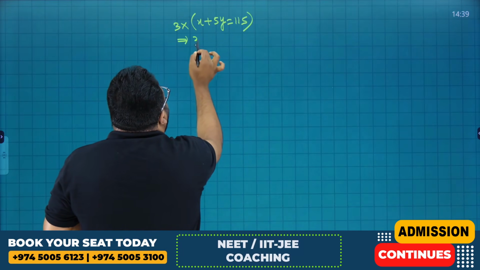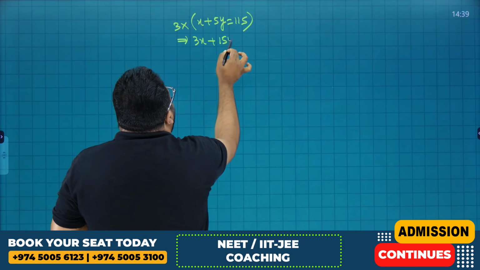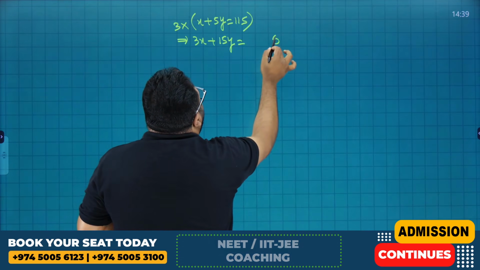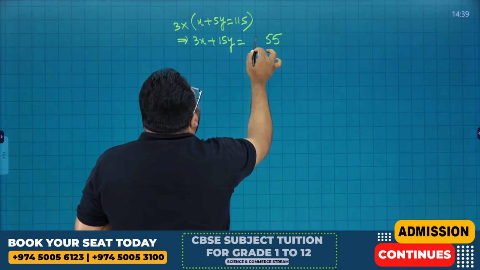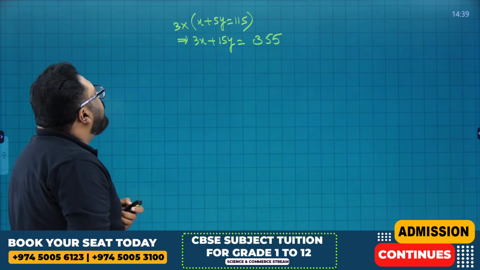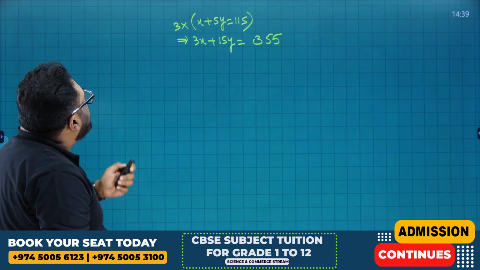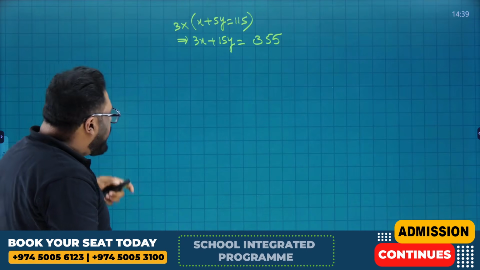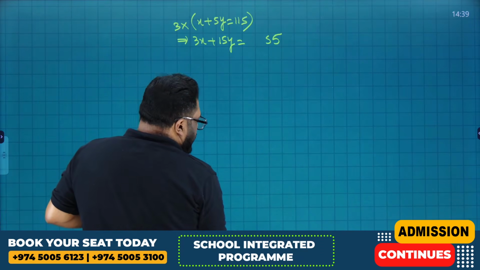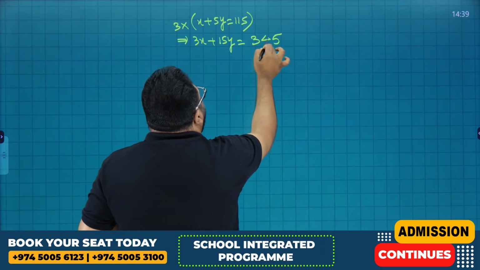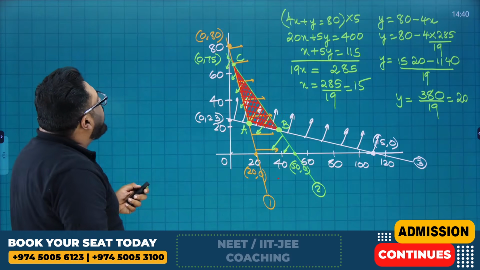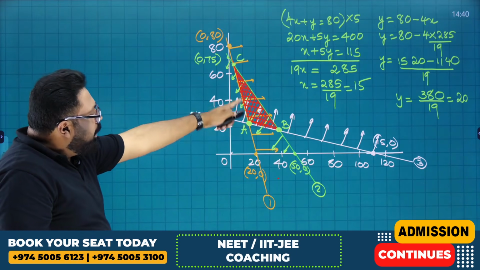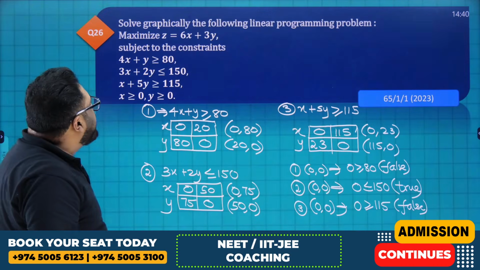That is 3x plus 15y is equal to 345, I'm sorry, 345. Okay, and next, my dears, I'm trying to find B with equation 3 and equation number 2.